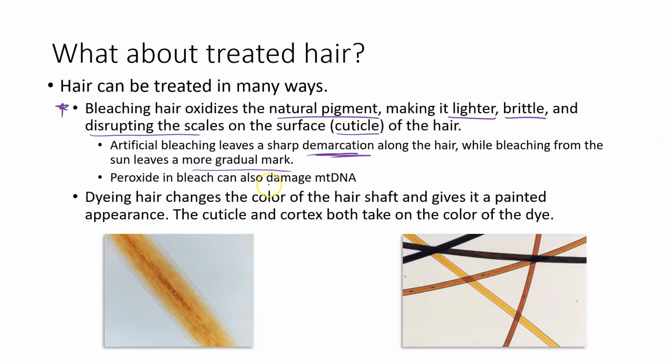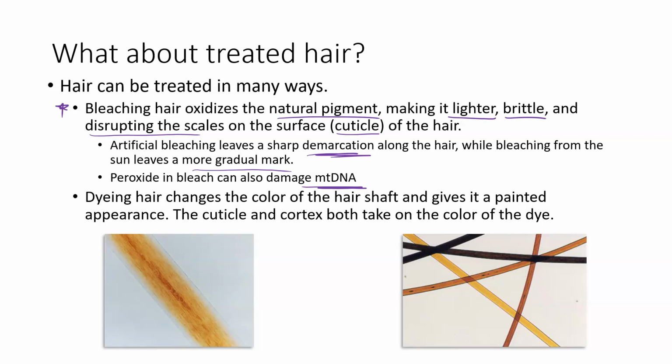Peroxide in bleach can also damage mitochondrial DNA, which doesn't do anything for you other than the fact that it damages any mitochondrial DNA that could be recovered from the hair that was potentially left at a crime scene.